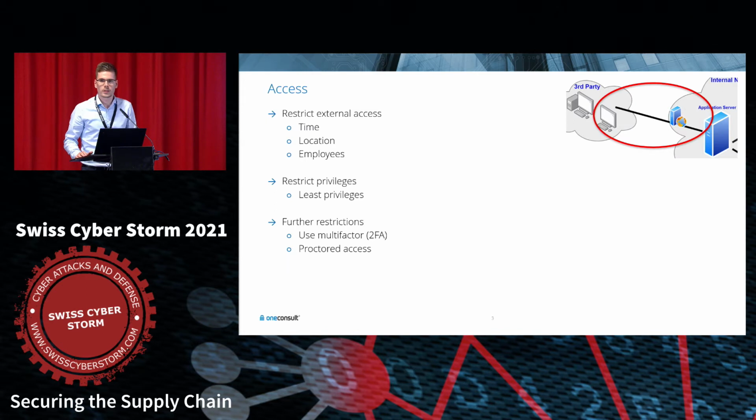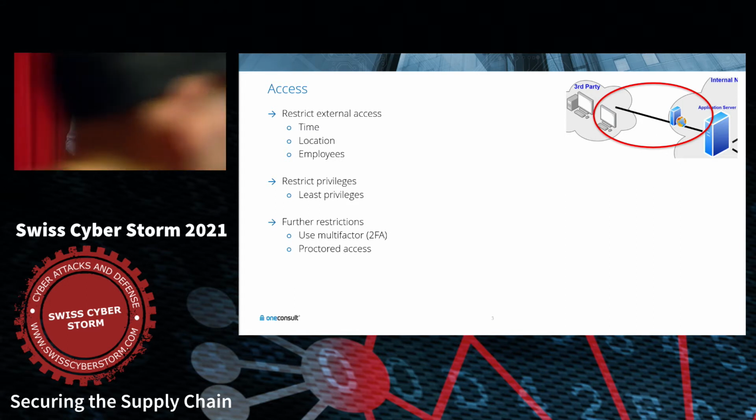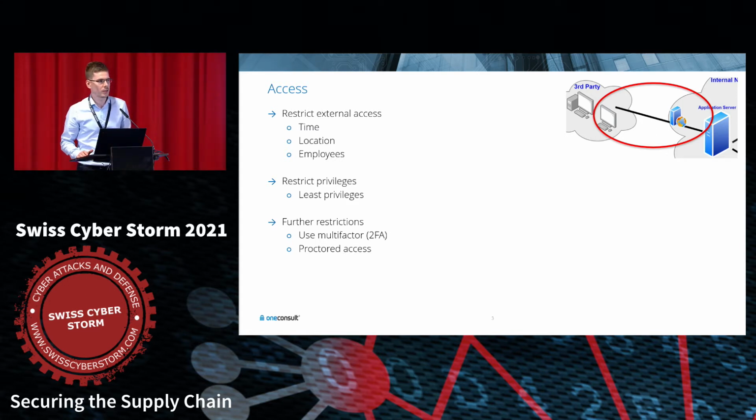Let's take a focus on the access. So when accessing the server over VPN or Citrix, for example, we can restrict the access on a time-based. This means, for example, that only during weekdays the server can be accessed. Also, we can restrict the IP range, meaning maybe only the IP range of the provider is able to connect to this device, as well as maybe also even we can just assure that only selected employees of the third party have access to this application server.